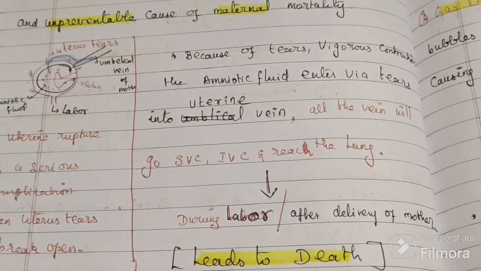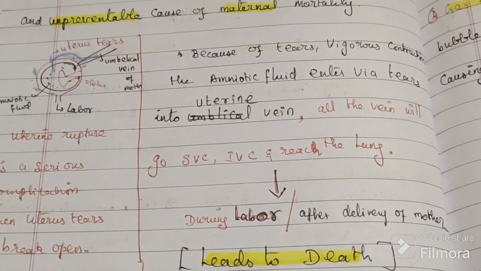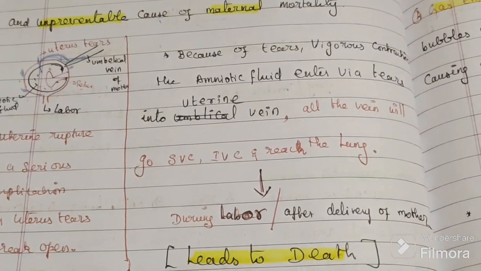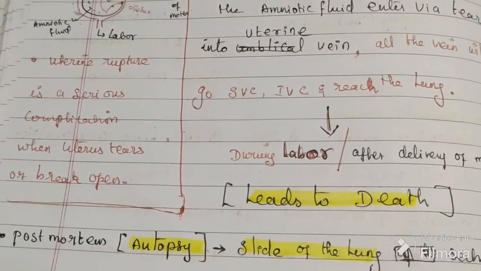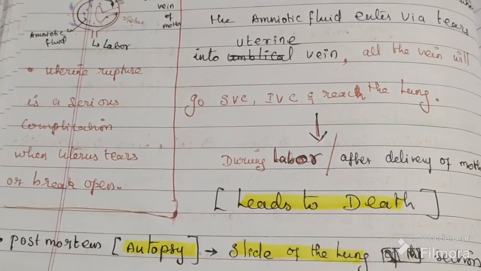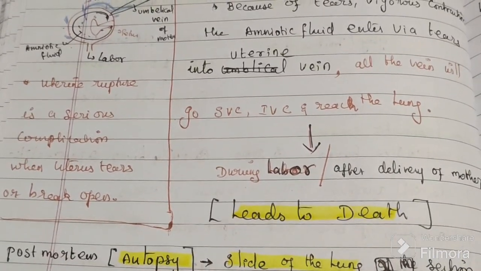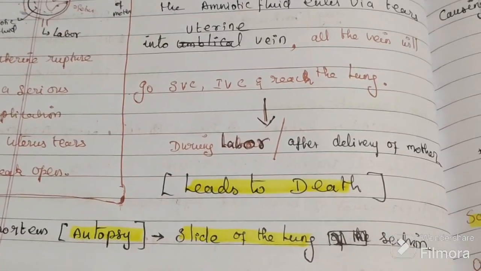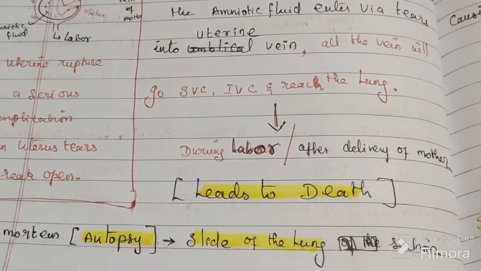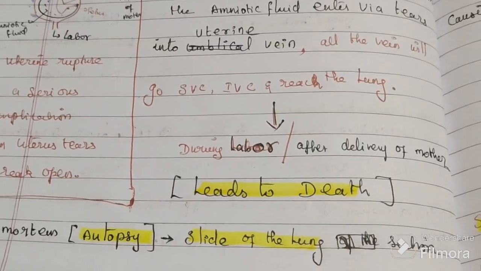So a lady who is absolutely normal and healthy during labor dies just after delivery. What can be the cause? The cause can be amniotic fluid embolism. How can it be identified? After postmortem, at autopsy, we take the lungs, prepare a lung section slide, and we can find it. Seriously, it is an unpredictable and unpreventable cause of maternal mortality.